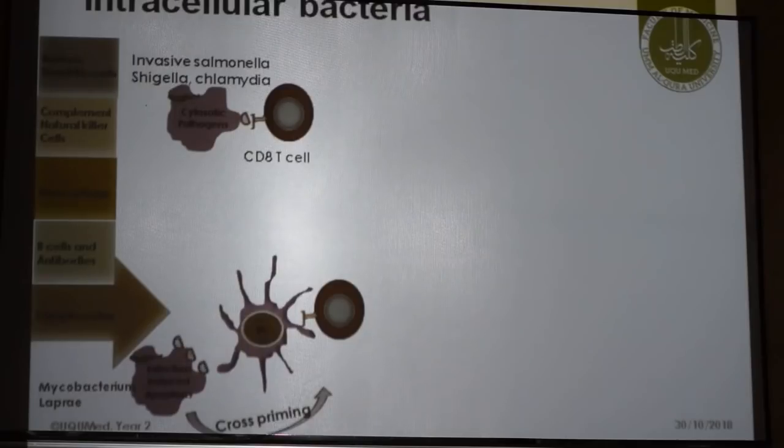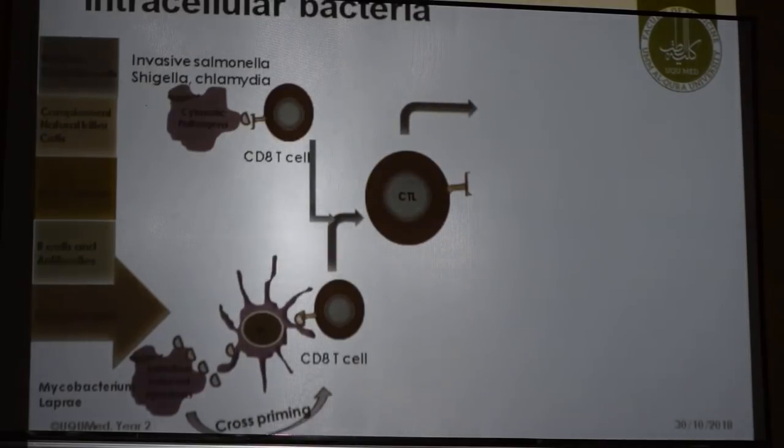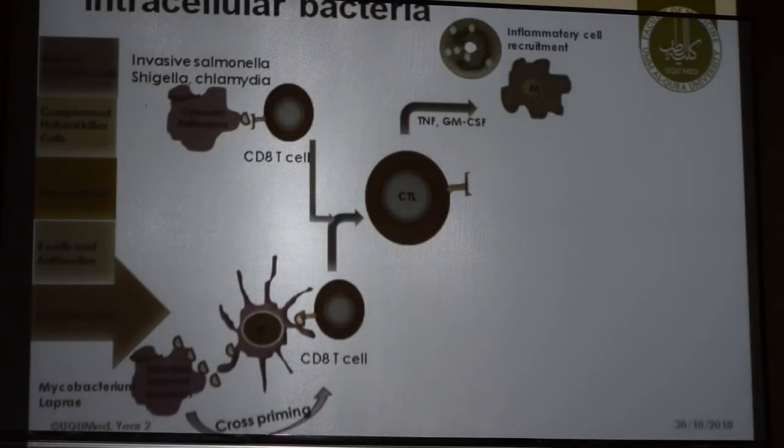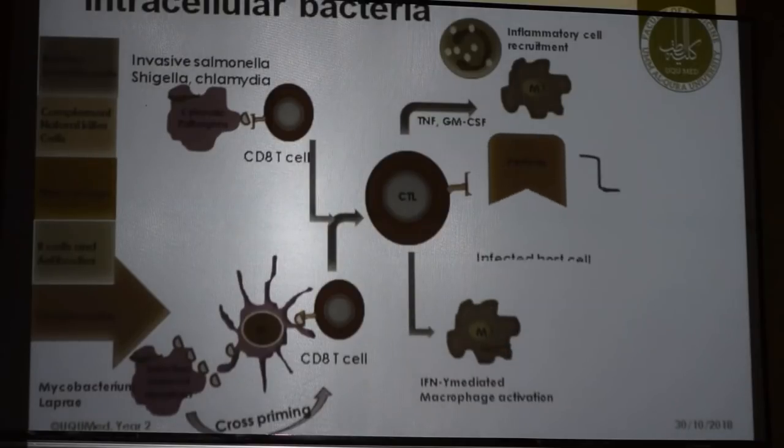In any case, whether it is cross priming or direct priming, the cytotoxic T lymphocyte will be activated, and they will recruit more macrophages and neutrophils, and they will also start to kill directly. They will produce perforin that will make holes in the cell that is containing the bacteria. They will produce granzymes that will cause apoptosis of the cell that has got the bacteria inside it.